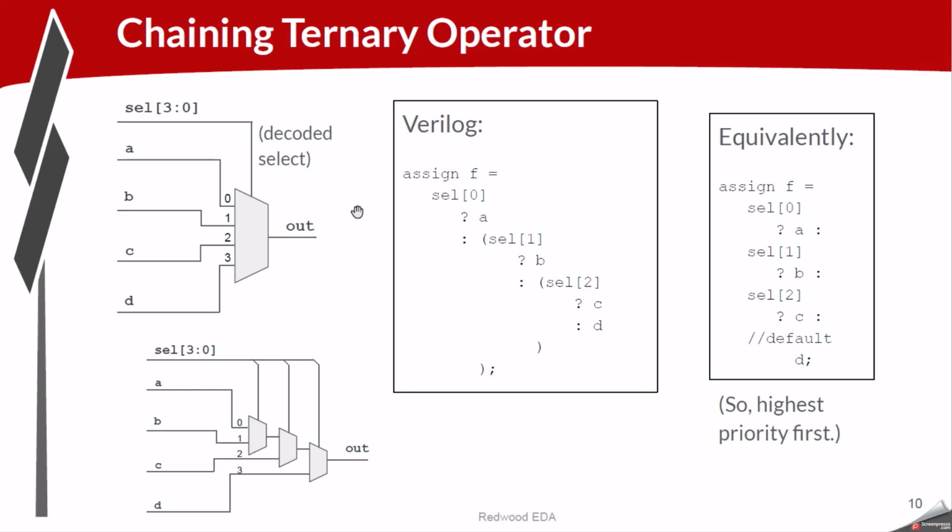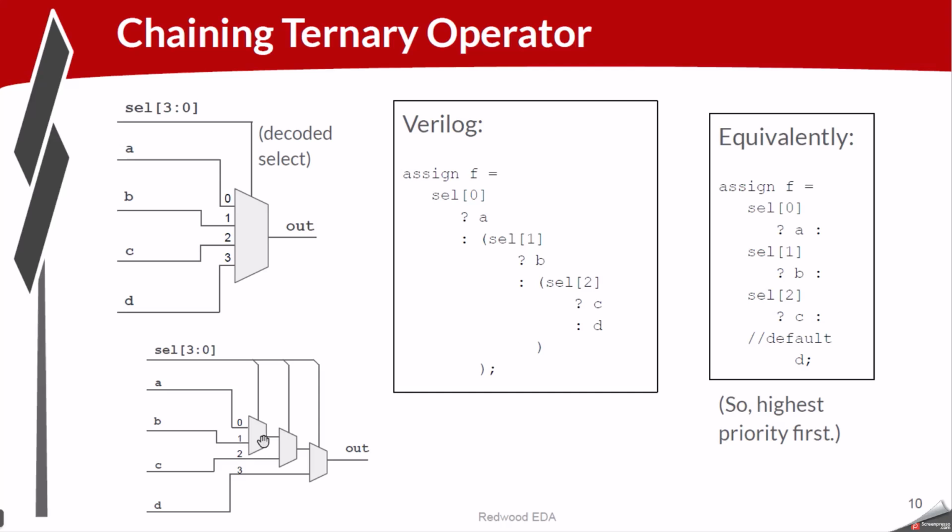So what I've depicted here is we have a select, which is a one-hot vector, which means one of the 4 bits in this vector are going to be asserted. And based on the one that's asserted, you'll select one of the inputs A through D. We can express this 4-input mux as a decomposition using 2-input muxes, so using the picture at the bottom.